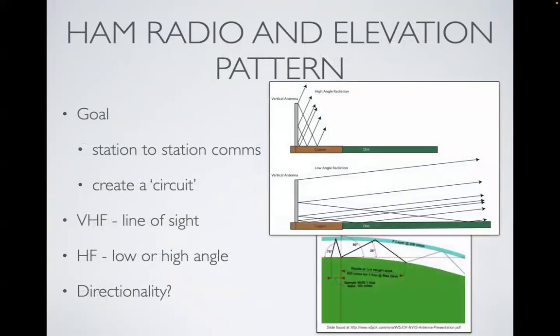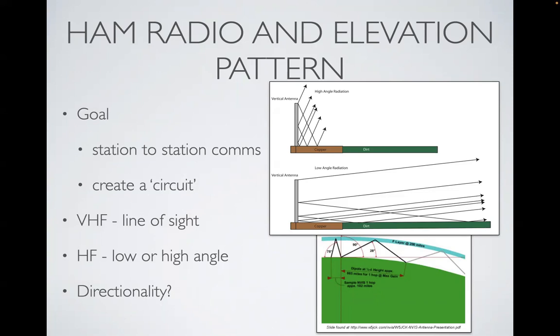So now we come to this thing I was talking about with patterns and elevation. And the question is, what do you want to do with this thing? That's what you can't lose sight of. Our goal in ham radio is station-to-station communications of some type. We're trying to create a circuit, evanescent though it might be. In the case of VHF, it's line of sight for the most part. We just point the antenna where we want it to go. But in HF, it gets more complicated because we have this refractive property of the ionosphere. So the angle at which we launch our RF energy starts to really matter.